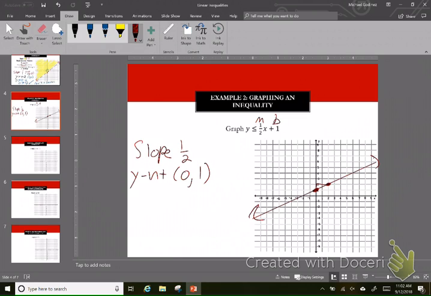So now I have to decide about shading. My way to do this is to say, well, y is less than 1/2 x plus 1. I'm going to shade below the line. So, again, you could test a point for that if you would like. But, again, this works as well. Graph our line. It's solid because it's less than or equal to. Also, because it's less than or equal to, we shade below.